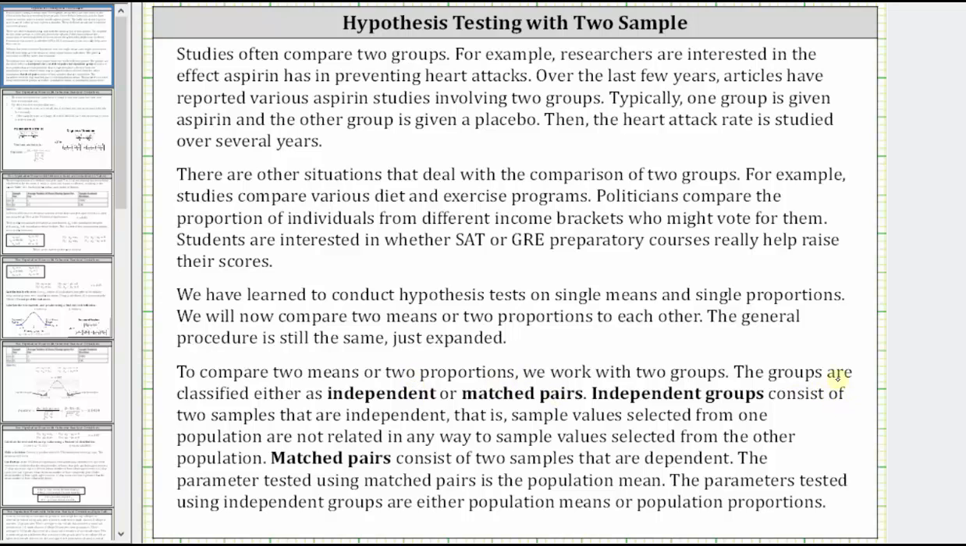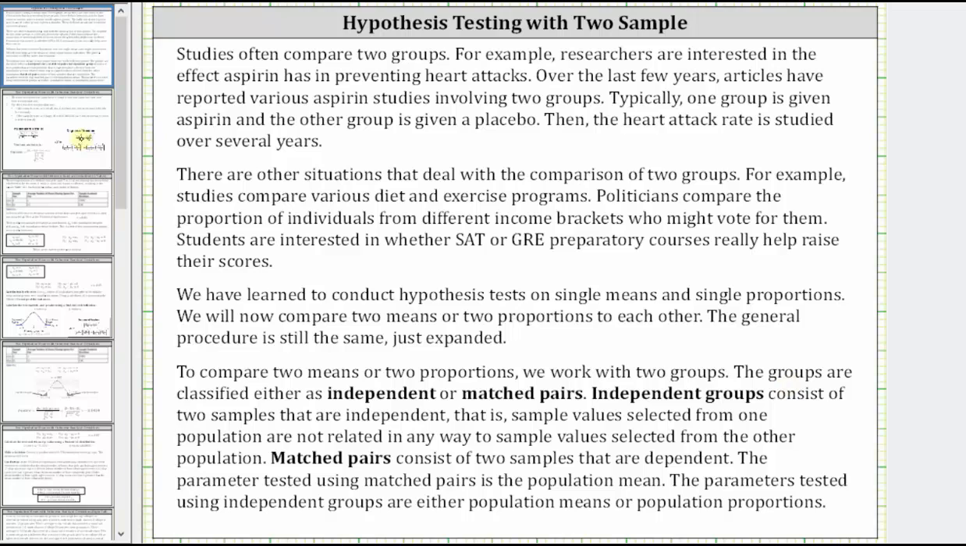Independent groups consist of two samples that are independent, that is, sample values selected from one population are not related in any way to sample values selected from the other population. Matched pairs consist of two samples that are dependent. The parameter tested using matched pairs is the population mean. The parameters tested using independent groups are either population means or population proportions.